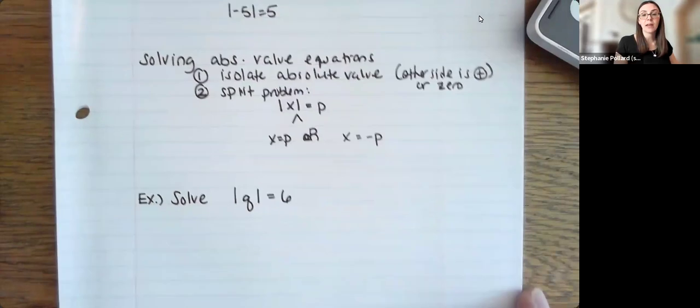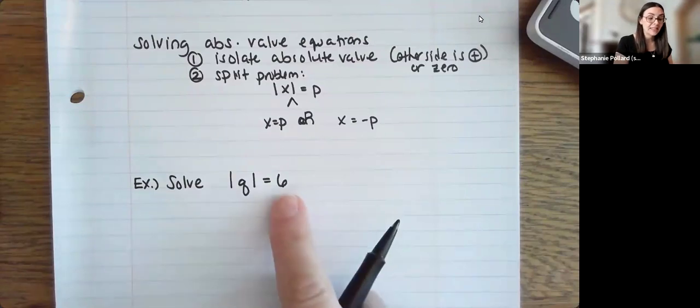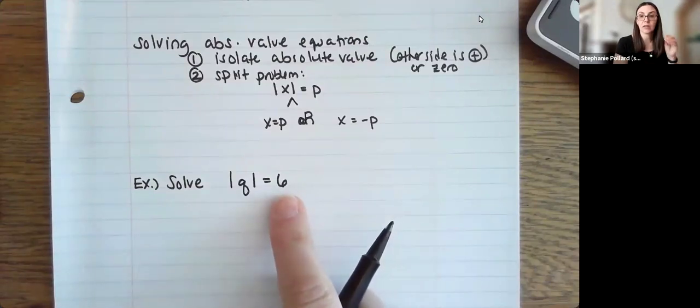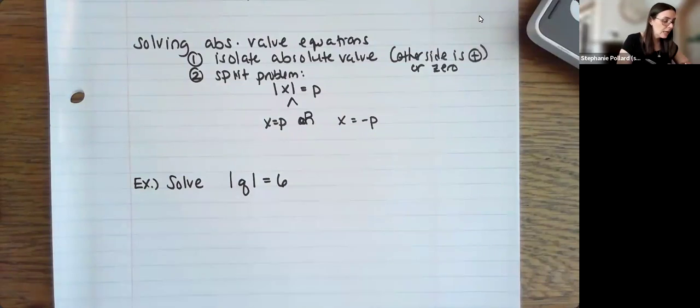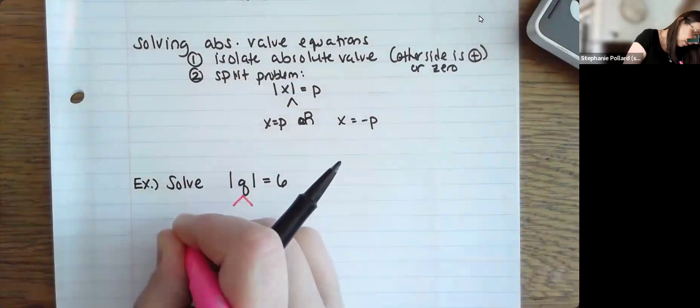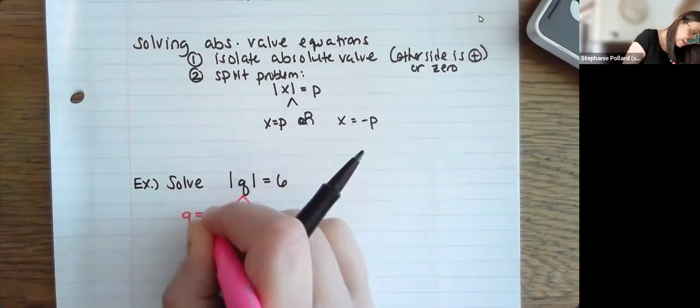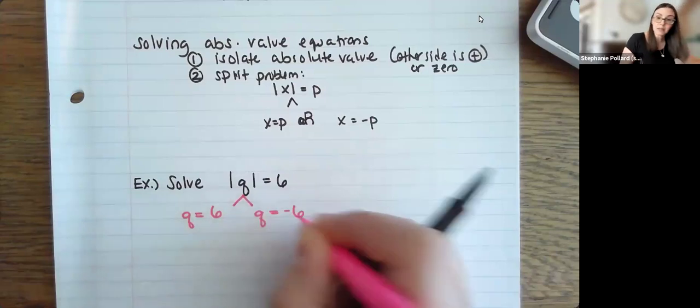Let's solve the absolute value of Q equals 6. Now, the absolute value is by itself. The right side is not negative, so that's good. It needs to be either 0 or positive, so this is fine. Then what you're going to do here is split whatever's on the inside. You rewrite it, and then one side stays 6 and the other side becomes the opposite.